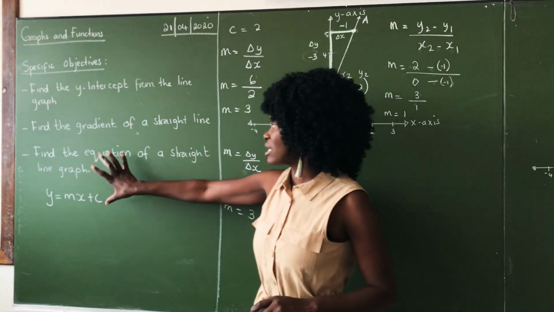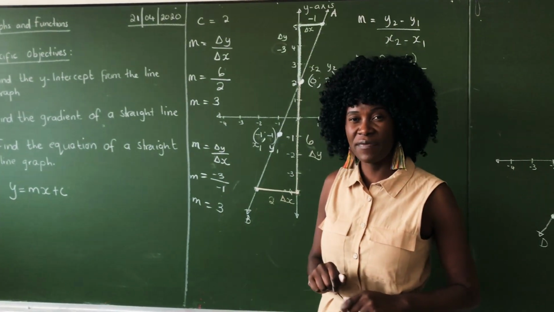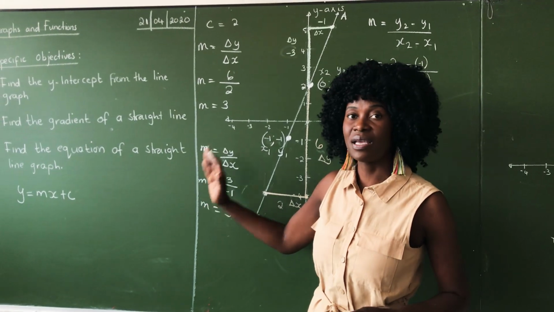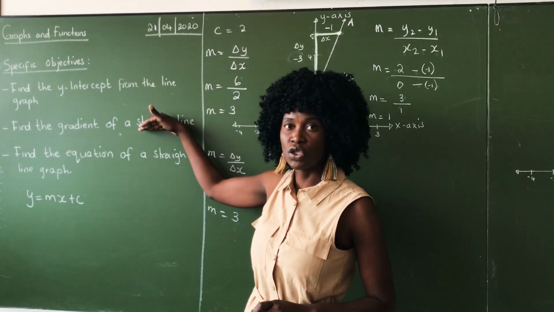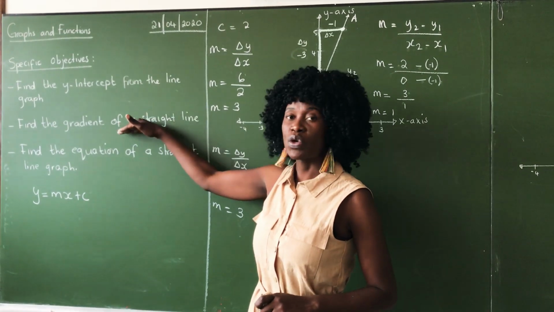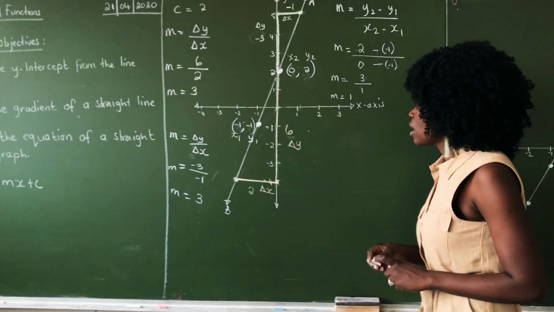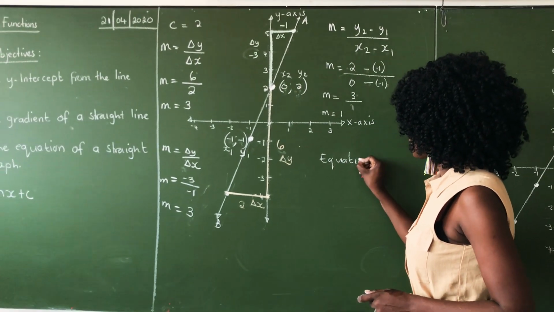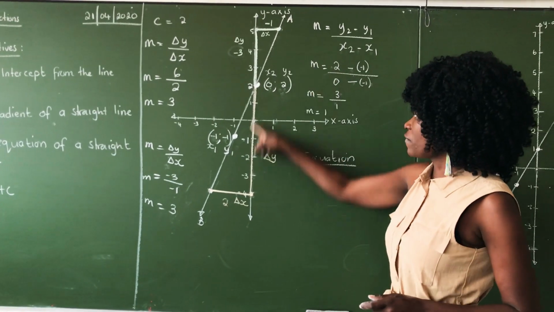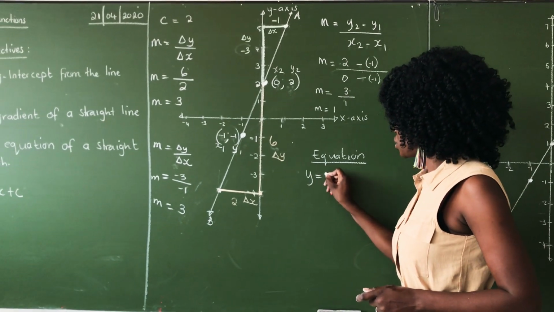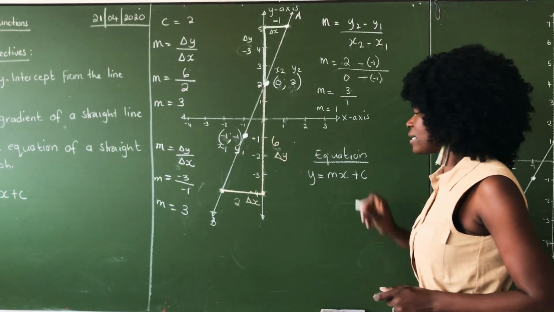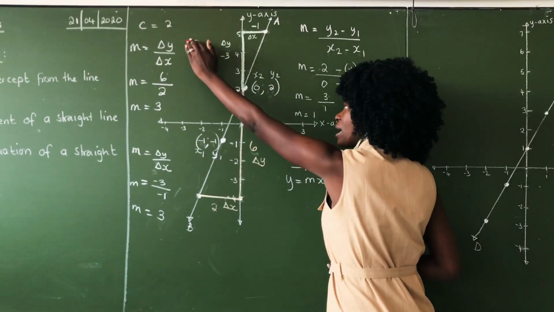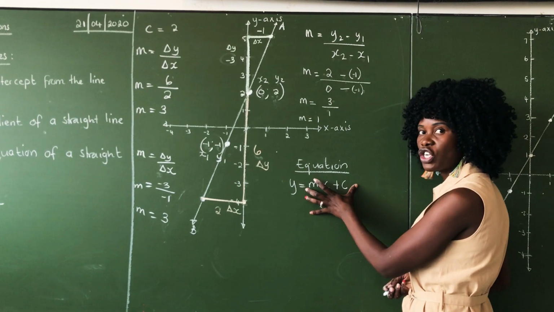Now getting back to the third objective, finding the equation. The equation of a straight line graph is very easy once you have completed the first two. You have your y-intercept, you have your gradient. So now, writing the equation of the straight line, because the general equation is y equals mx plus c. We now just have to substitute the values that we have already calculated into this general equation.